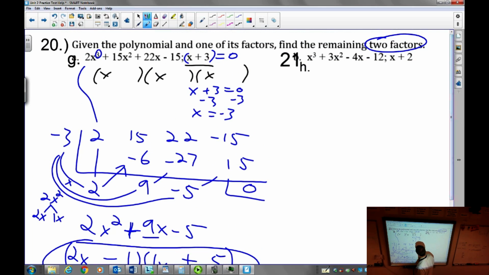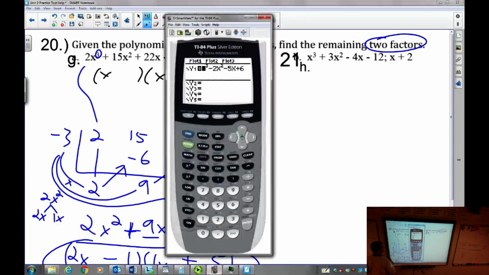I'll show you on number 2 how you can do it graphically now. So get out your graphing calculator. You're going to type in that problem: x cubed plus 3x squared minus 4x, and then a minus 12. Nice. Then we're going to go ahead and graph it like that.